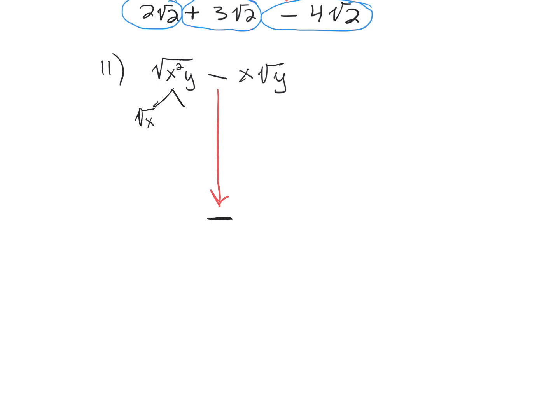The first step is always to give each factor its own radical. The square root of x squared is x. So this term is x radical y. This term on the other side is already simplified, so I'll just write it down as x radical y. And I think you can finish that on your own.